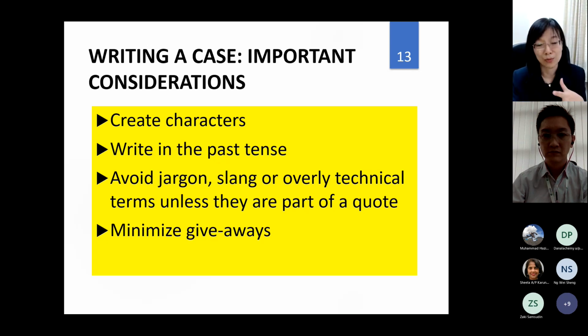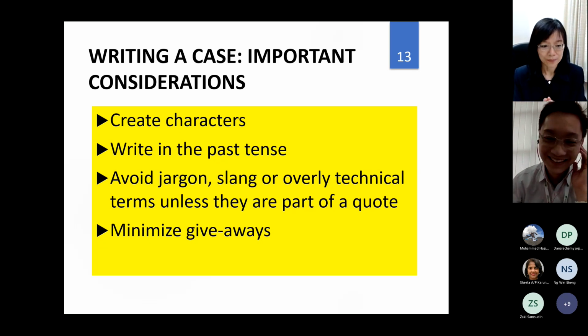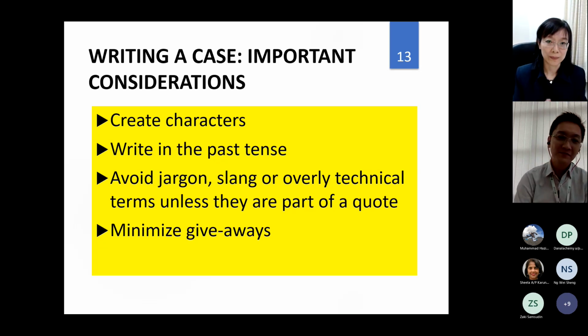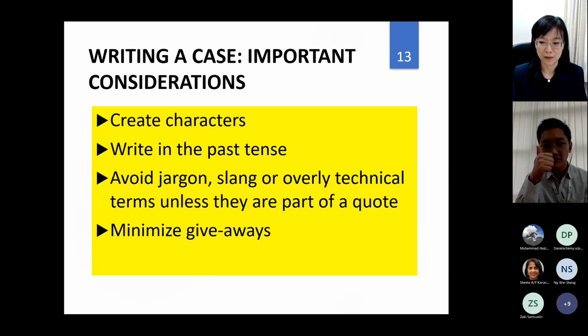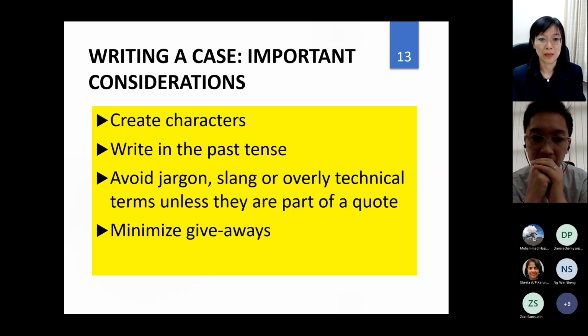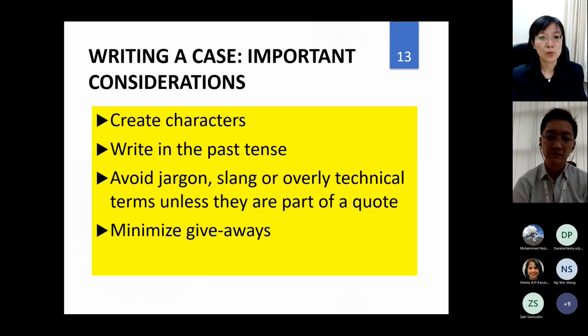You don't tell the reader outright, oh, this company has high turnover, for example. When you write a case, if you want to show that the company has high turnover, you do it through exhibits, you do it through graphs, maybe through a table showing high turnover throughout the years, and let the reader make that conclusion, oh yes, this company has high turnover. So you want to minimize giveaways, right? Because when you use a case as a lecturer, you want the students to find out the information themselves. Not everything is given to them. So a good case writer will always remember that.